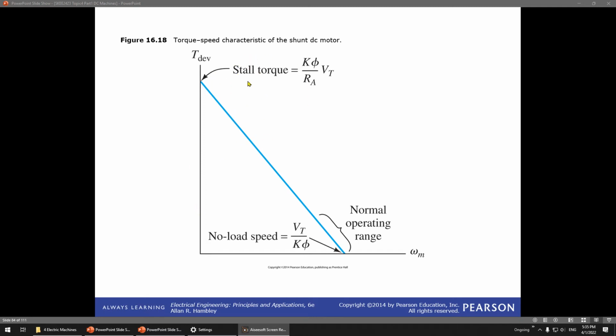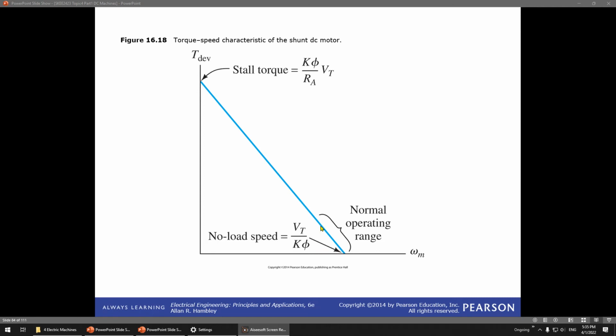It's called stall. Stall means it doesn't move. So the stall torque is equal to K flux divided by RA times VT. At no load speed, which means there is no load, this is VT divided by K flux. The normal operating range is around this location.